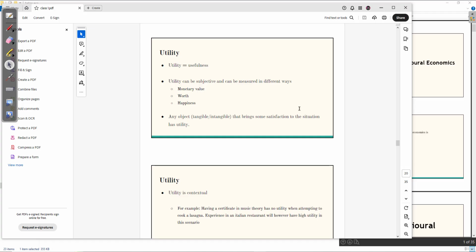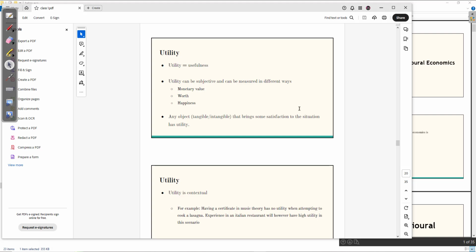Then utility. So utility is what? Utility is the want satisfying power of something. Want satisfying, how useful that thing is, that is the utility that you're getting from anything. Utility can be subjective and can be measured in different ways, that is monetary value, worth, and happiness.